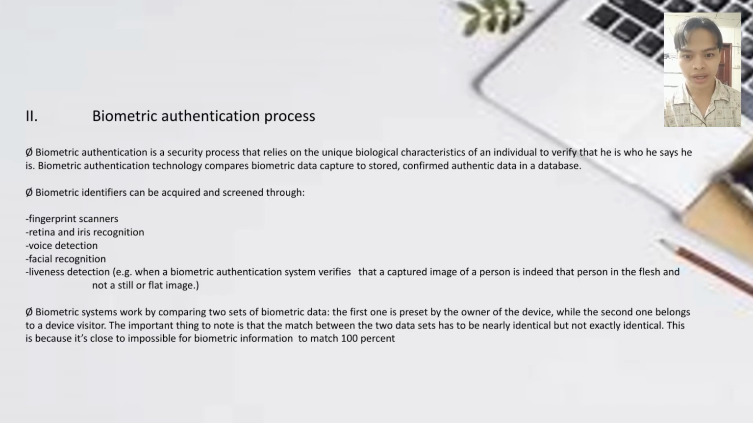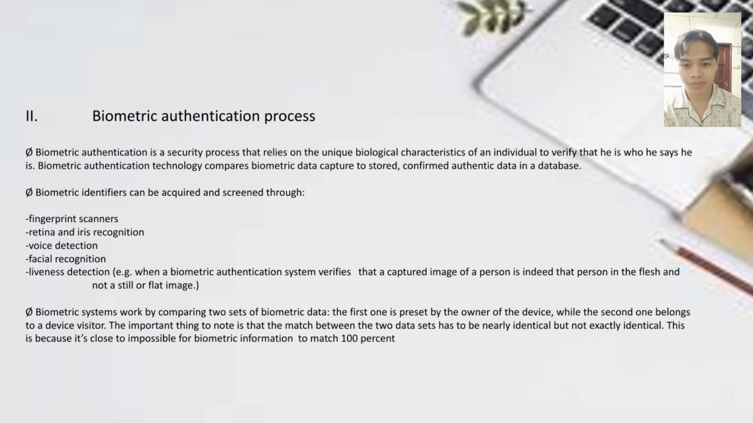Biometric identifiers can be acquired and scanned through fingerprint scanner, retina and iris recognition, voice detection, facial recognition, and liveness detection. For example, when a biometric authentication system verifies that a captured image of a person is indeed that person in the flesh and not a still or flat image.